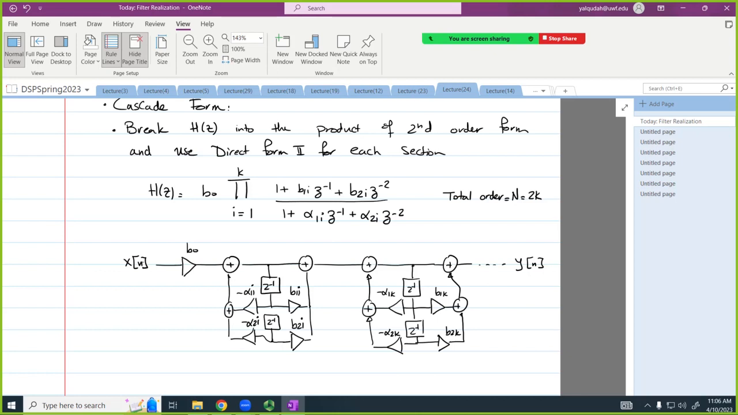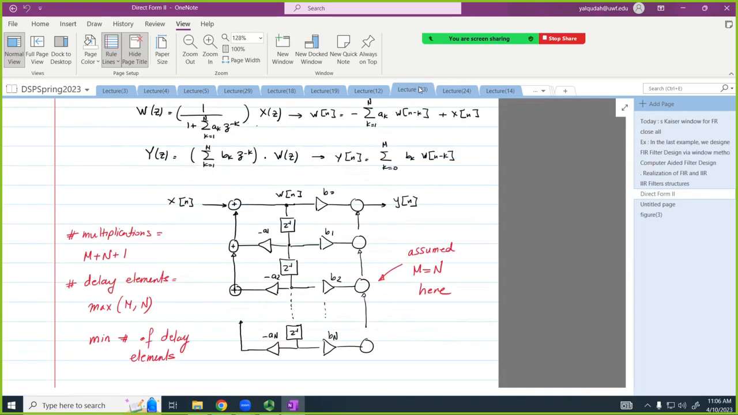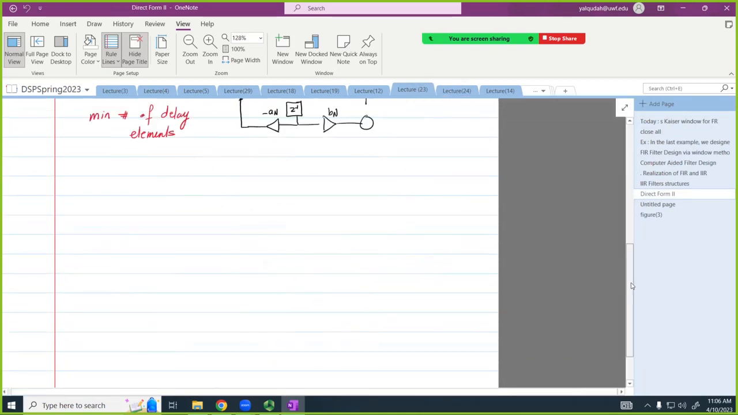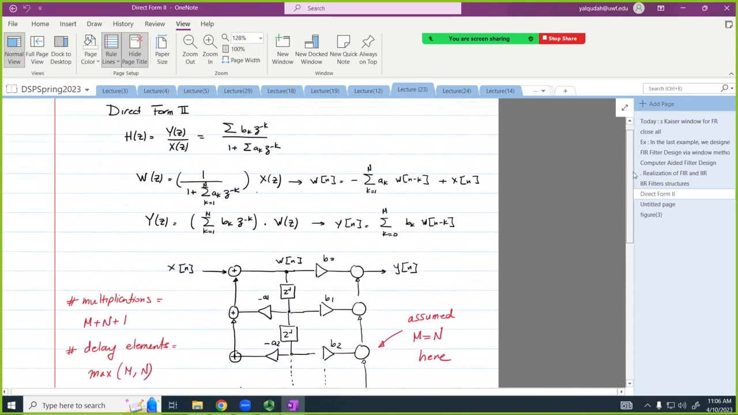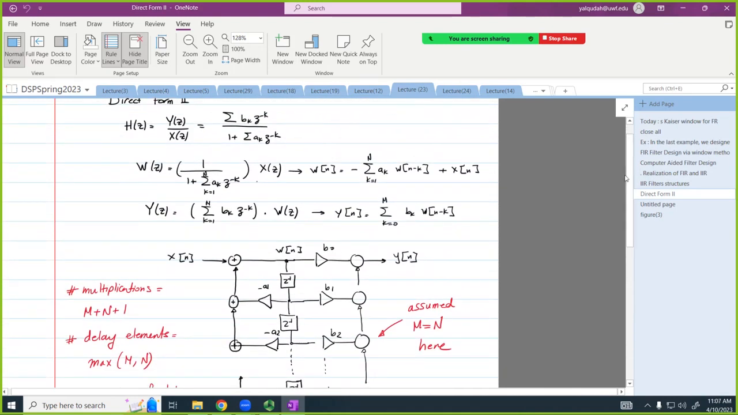Well, this one is from the direct form 2. If we take just this one, this is no different than what we've done with the direct form 2, which is here. A second order. So we're just having to use these. Okay. Make sense?